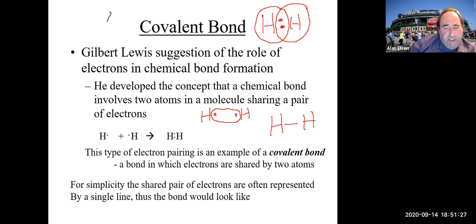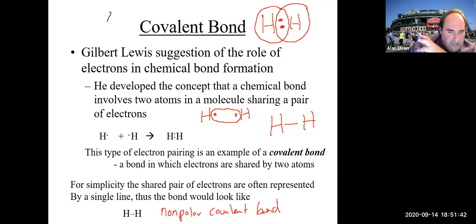And when we actually share electrons equally, it is what is known as a nonpolar covalent bond. So this is what is referred to as a nonpolar covalent bond, and that is the equal sharing of electrons. So why is 2 important?